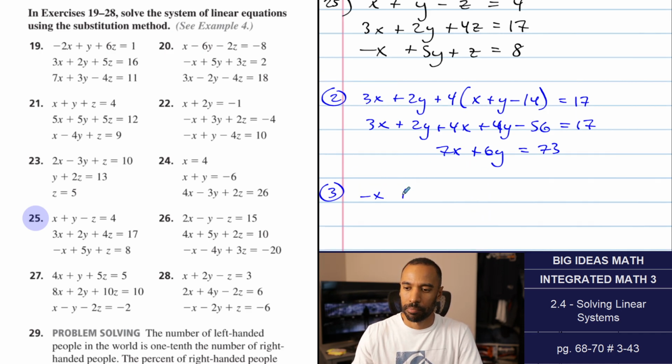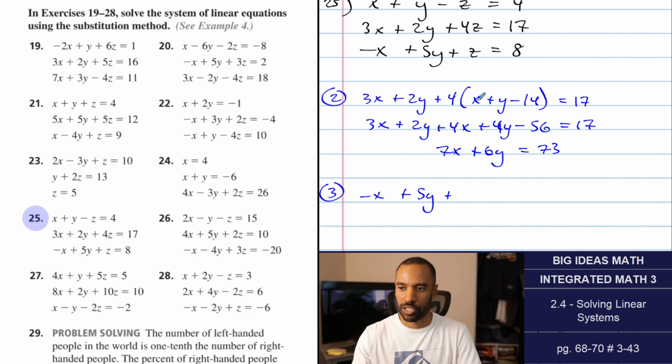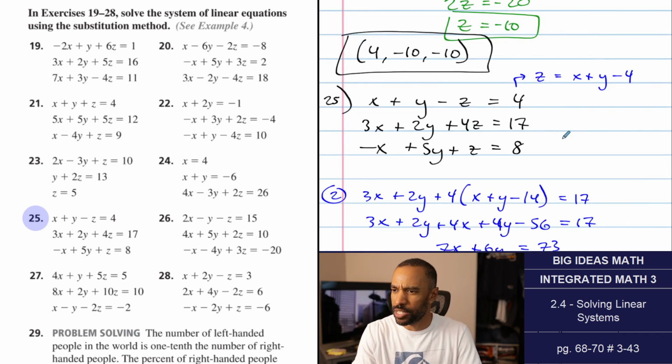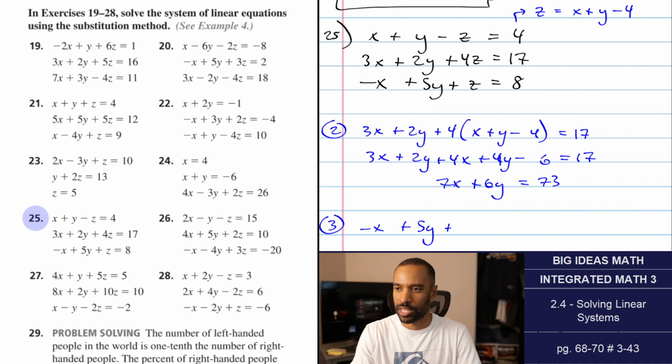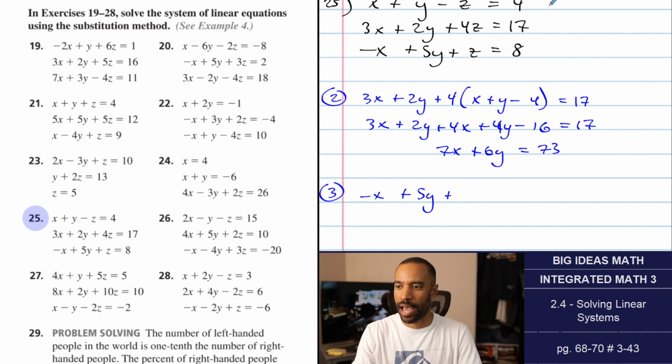negative x plus 5y plus z. z is x plus y minus 14. Was it 14? It wasn't 14. It was 4. Hold on a second. Let's go back. I made a mistake. That's a 4, so this is 16. I'm very sorry. That's 16. I add 16 over, I get 33. I don't know what happened there. I don't remember that being 14.